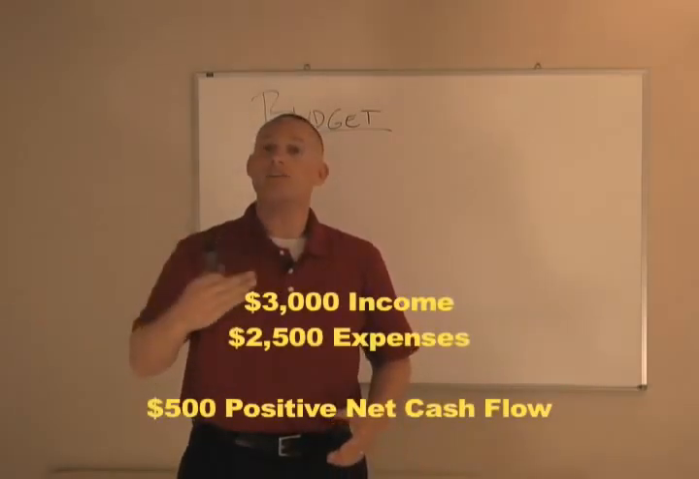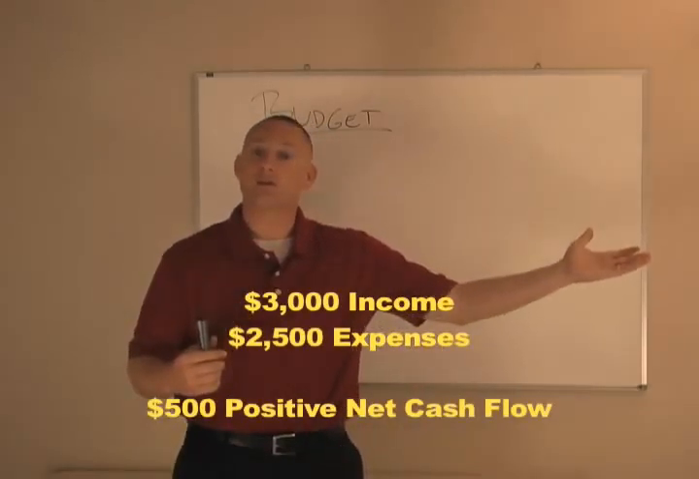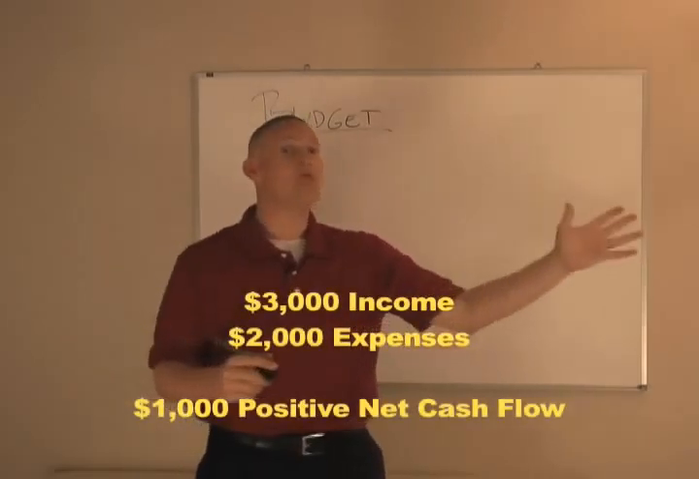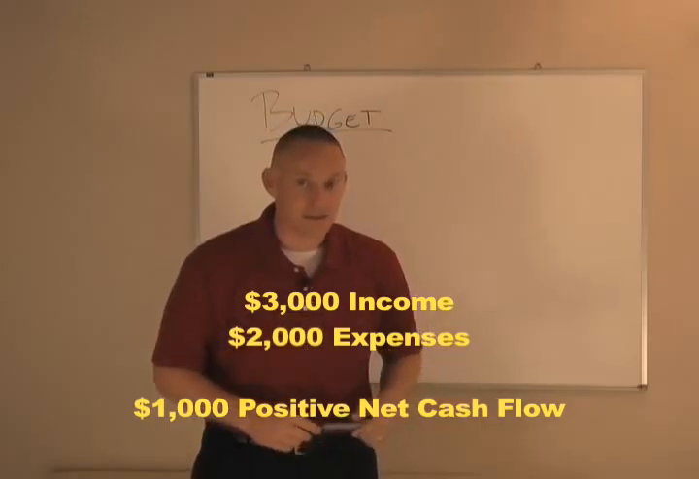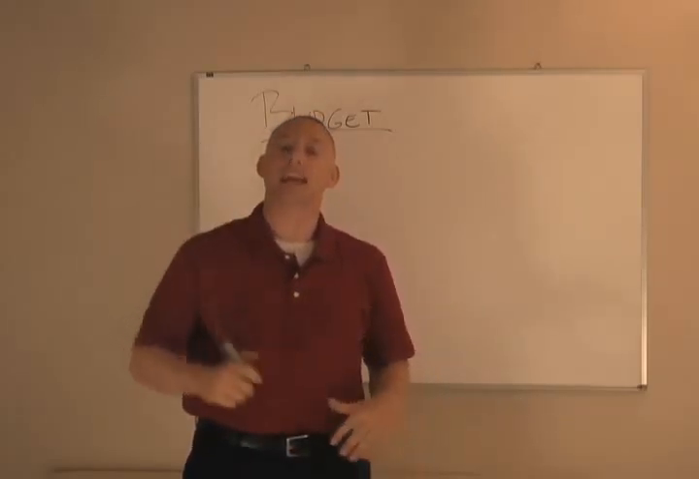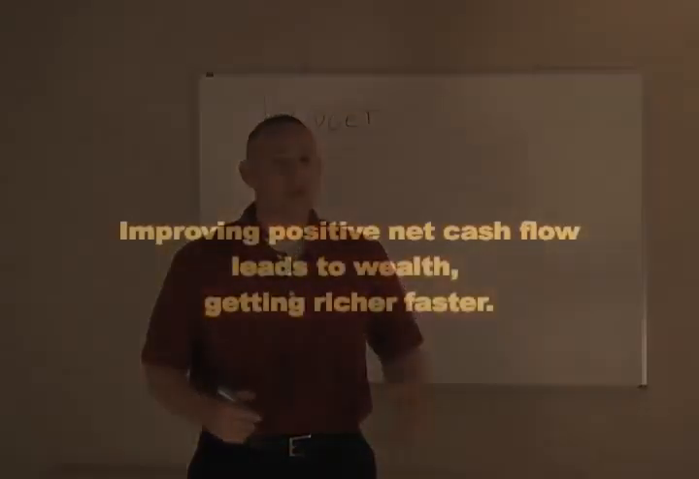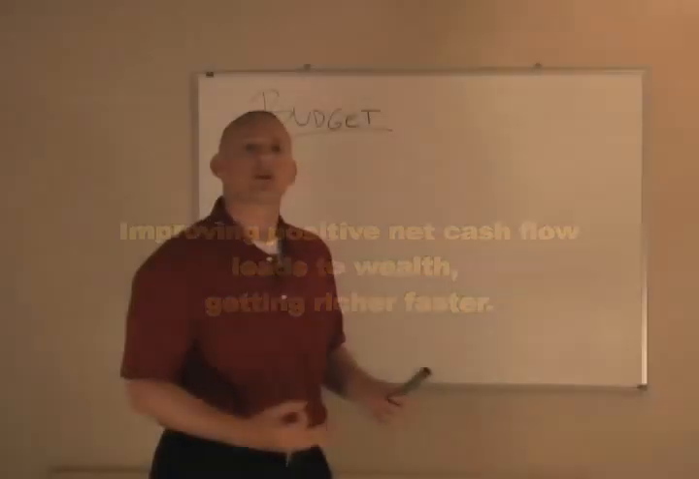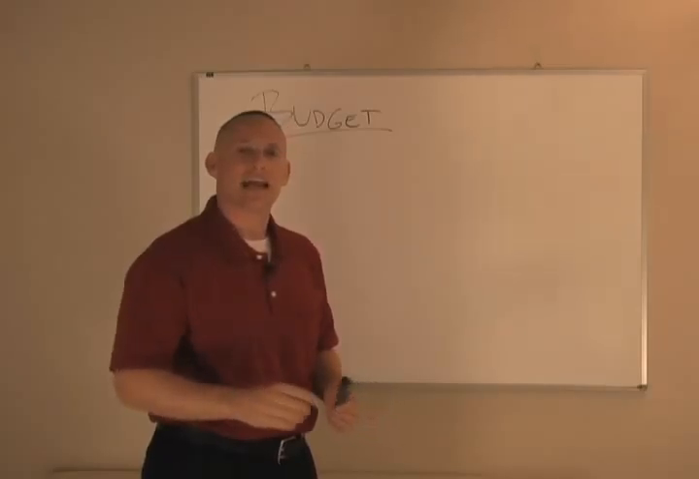If you have the $3,000 a month coming in, $2,500 a month going out, you're positive $500. If you have the $3,000 a month coming in and $2,000 going out, now you're positive $1,000 every month. You've improved your cash flow, right? That leads to wealth, to getting richer faster. But a budget is how you're going to do that. It's how you're going to track your cash flow.